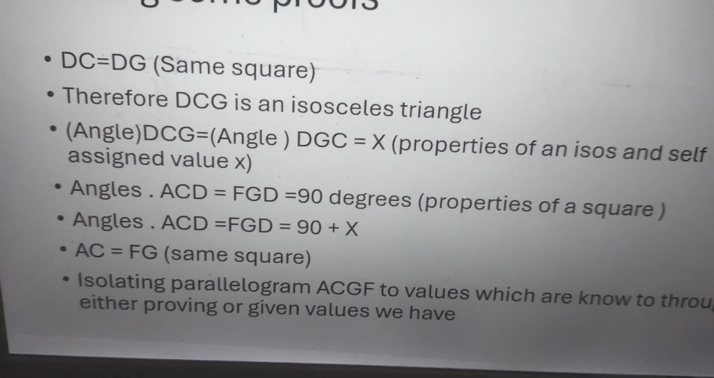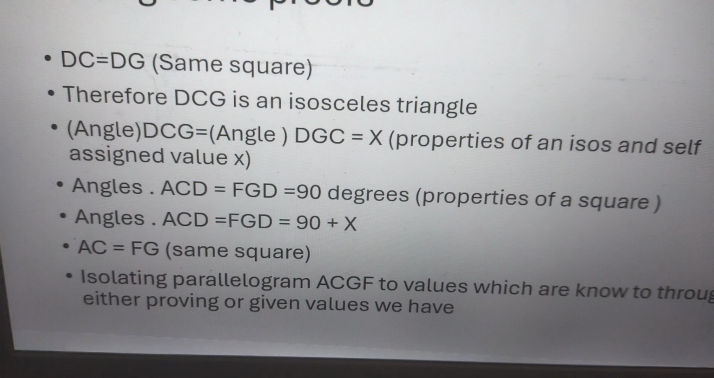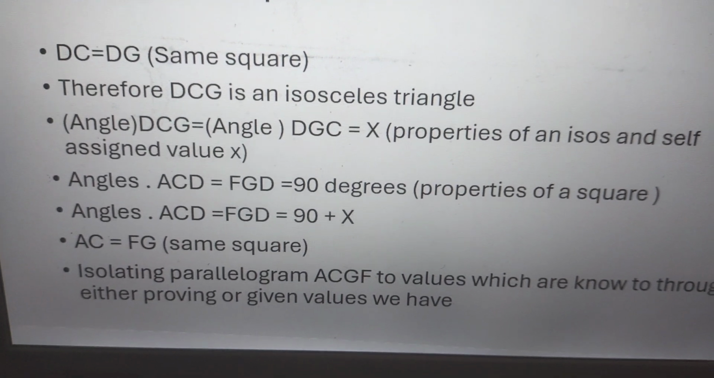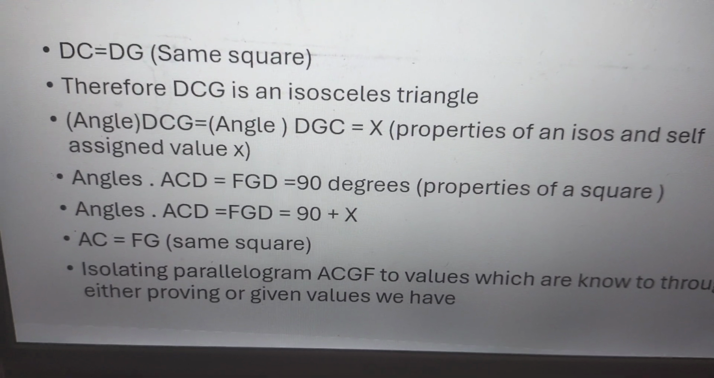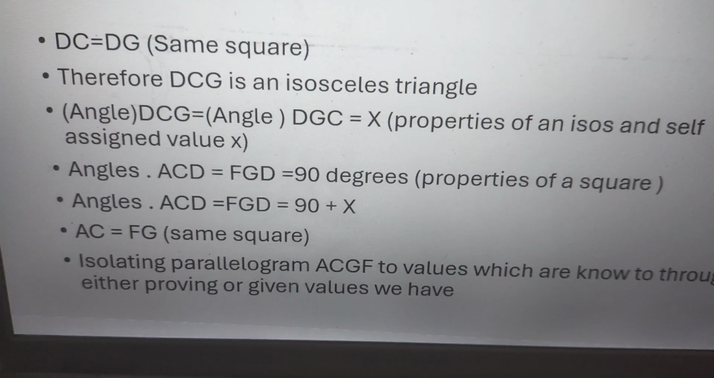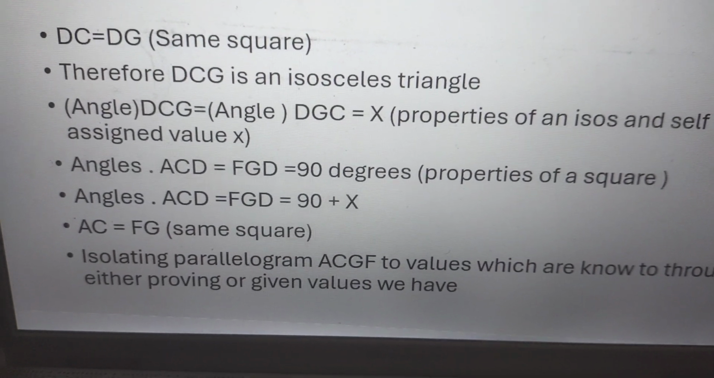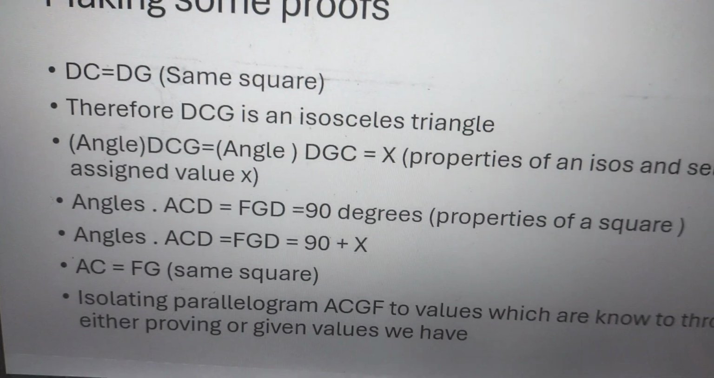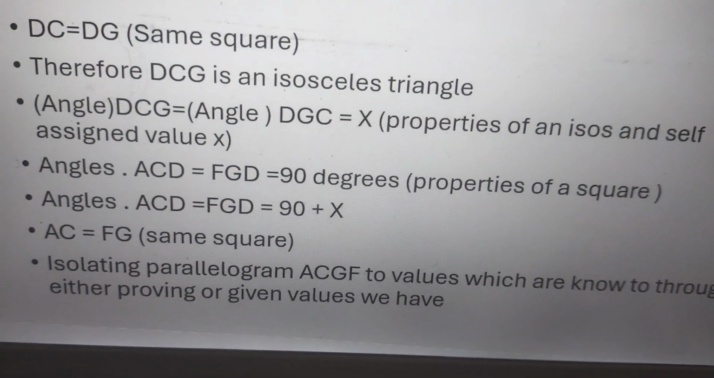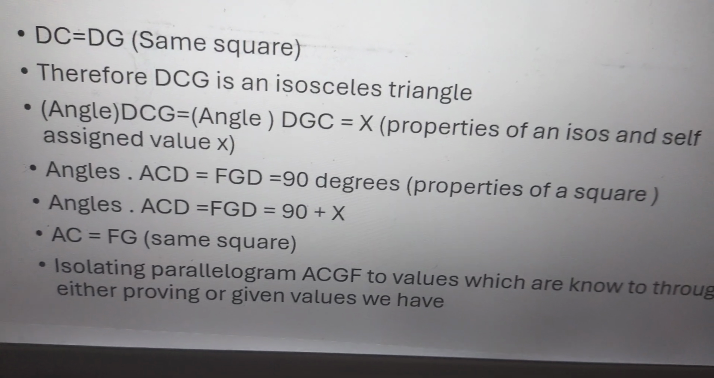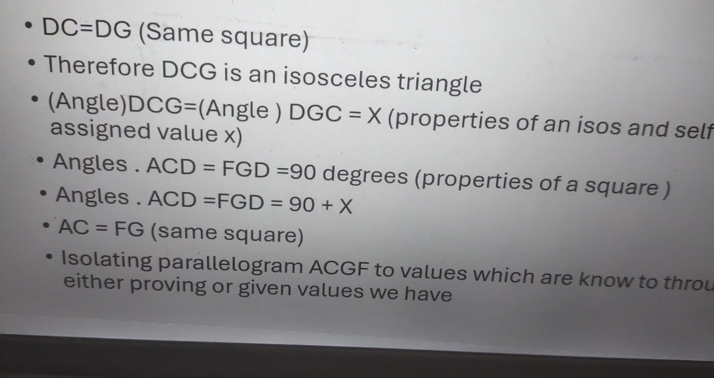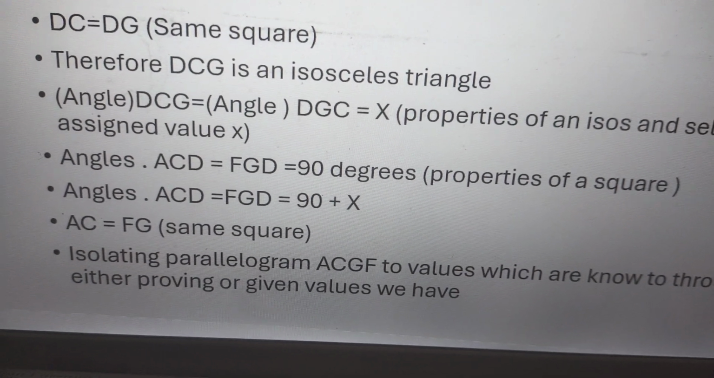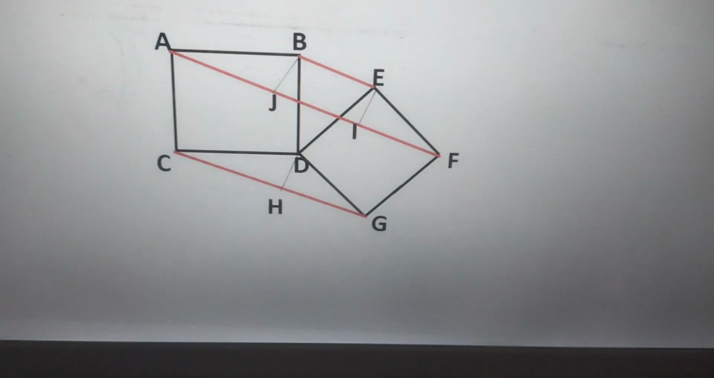DC equals CG because they're the same lines from the same square. Therefore, DCG is an isosceles triangle. We're then going to denote DCG as x. We're going to say that DGC is also x. That's practically like these two angles here. Then we're going to say ACD equals FGD equals 90 degrees. Then we can say ACG equals FGC equals 90 plus x. So basically we're talking about these angles.